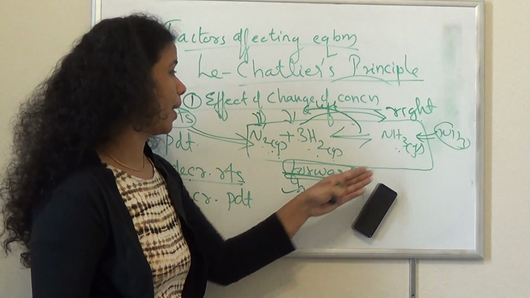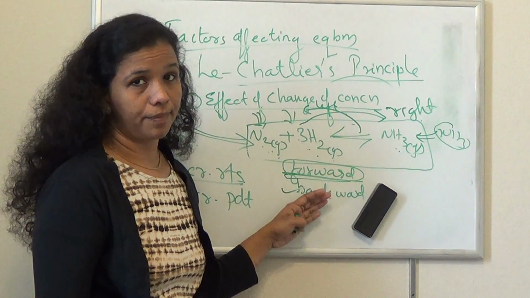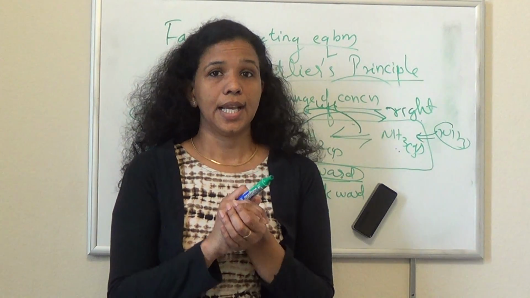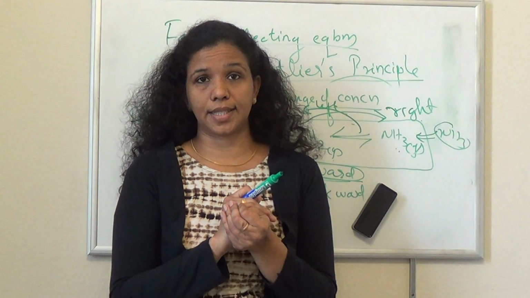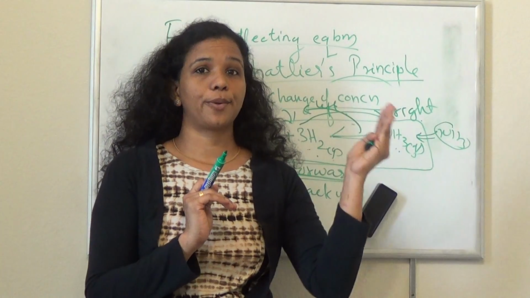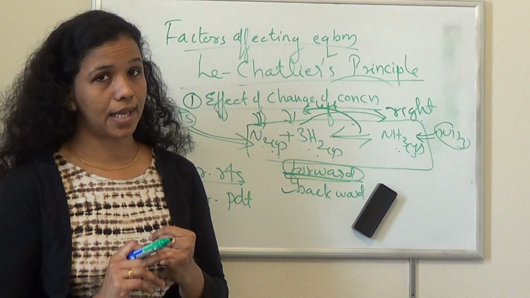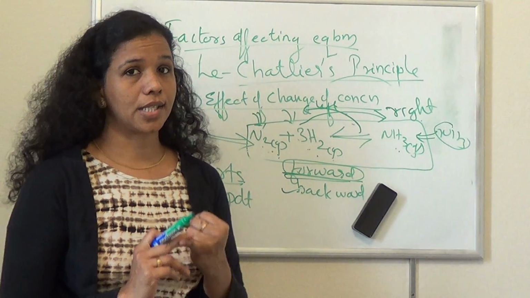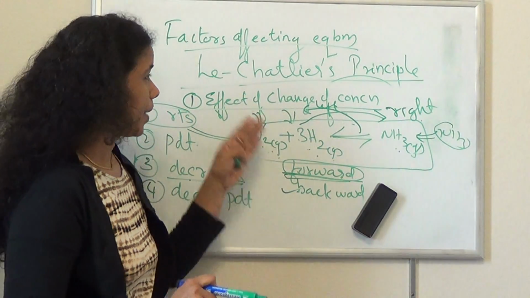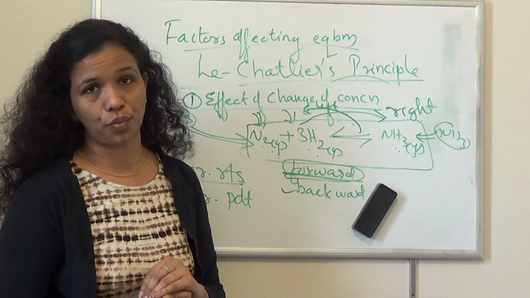What type of reaction takes place? Backward reaction will take place. There is no benefit from that reaction for the production of ammonia. So in general we can say that if we increase the concentration of reactants or decrease the concentration of product, the reaction will always proceed in the forward direction. Or if we decrease the concentration of reactants and increase the concentration of product, the reaction will take place in the backward direction. That is the effect of change of concentration of reaction mixture. That is the first factor.